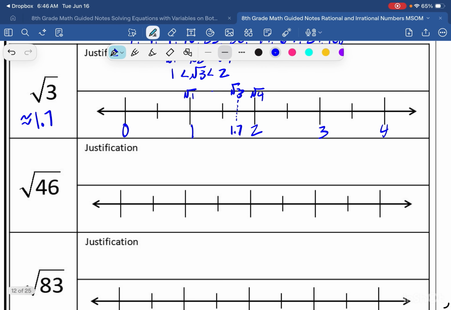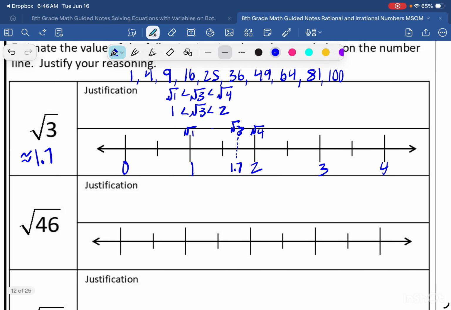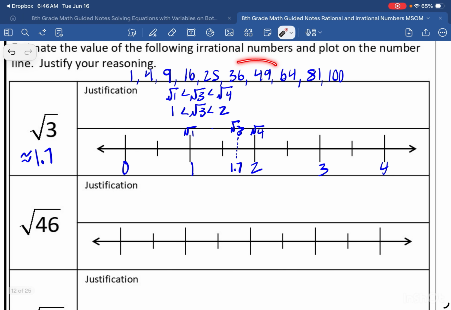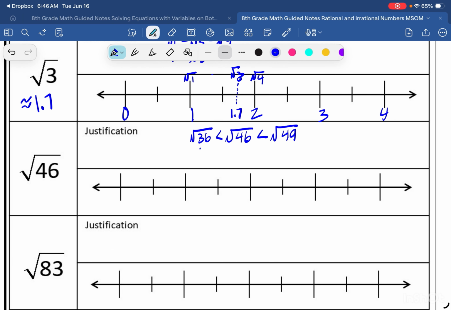Okay, the square root of 46. Let's go up to my perfect squares here. The square root of 46 is going to fall between the square root of 36 and the square root of 49. So that means it's going to fall between 6 and 7. So on my number line down here, let's label this 5, 6, 7, 8, 9. 6.5 is there. This is the square root of 36. This is the square root of 49. And I want to know the square root of 46. So the square root of 46 maybe is about right there. Again, I'm estimating. So I'm going to say about 6.8.